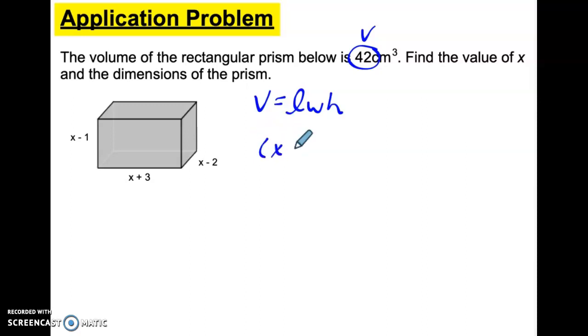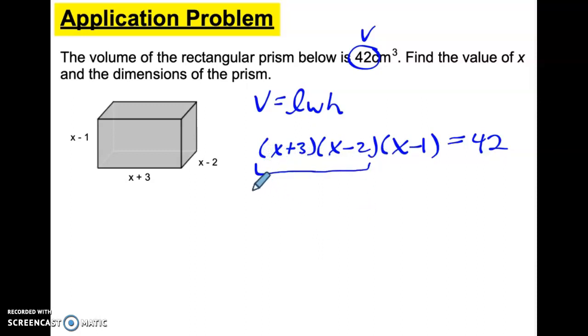So length is x plus 3. Width is x minus 2, height is x minus 1, and it would equal 42 centimeters cubed. So to solve this, we're going to have everything over on one side, and then we're going to have to factor it. Okay? Because as soon as we move that 42 over, we actually need to have all of this expanded so that we can combine the 42 and then have it all refactored. So let's start by expanding. So I'm going to choose these two brackets to expand first.